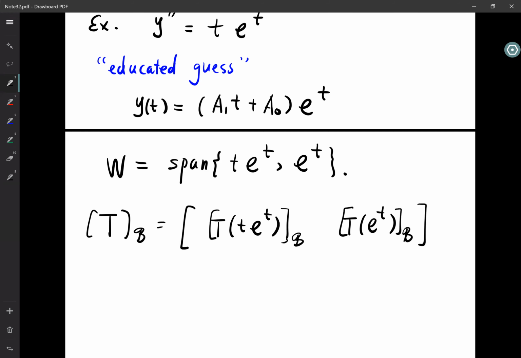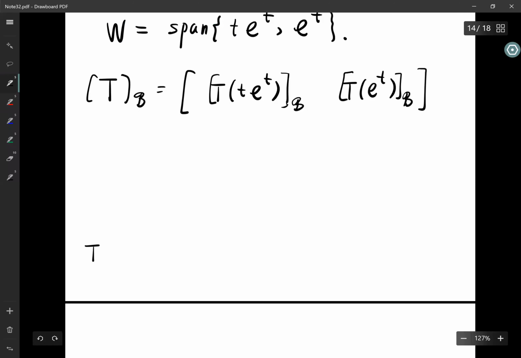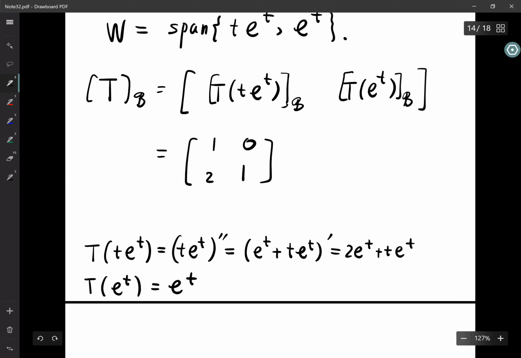So how do we compute that? Let's do some computation here. For t exponential t, the double derivative is exponential t times 2 plus t exponential t, and for the single derivative it's exponential t plus t exponential t. So the first one here is 2, here is 1, and here is 2. Similarly, here is just exponential t, so it's 0 and 1. Any question?